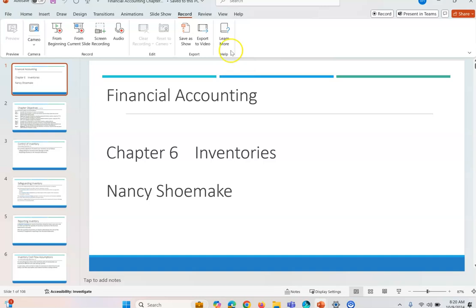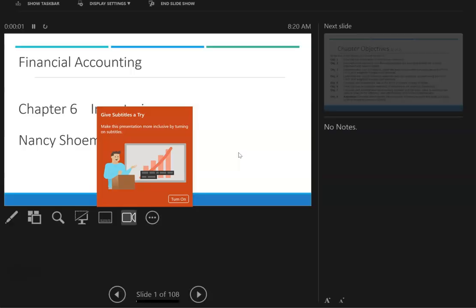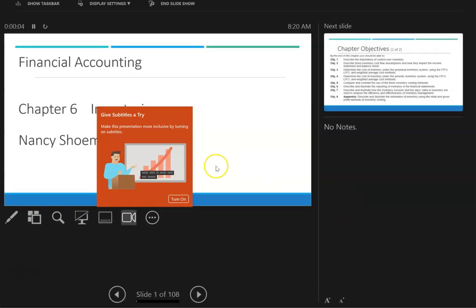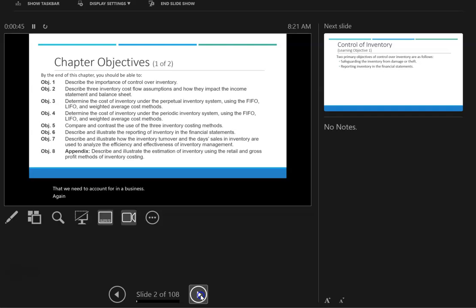So we talked about in the previous week that we were dealing with accounting for a retail business. And this week, with a retail business, they purchase their inventory to resell. So we need to keep track of the type of inventory that's on hand and the inventory that has been sold. So this week is going to focus specifically on the inventory that we need to account for in a business. Again, we've got a lot of different objectives to cover.